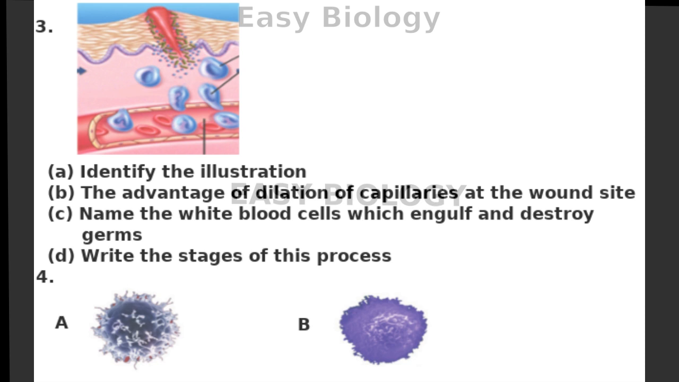First stage, germs enter through the wounds. Second stage, chemicals are produced. Third stage, blood capillaries dilate. Fourth stage, white blood cells reach the wound site through the walls of the capillaries. Stage 5, neutrophils and monocytes engulf and destroy the germs.